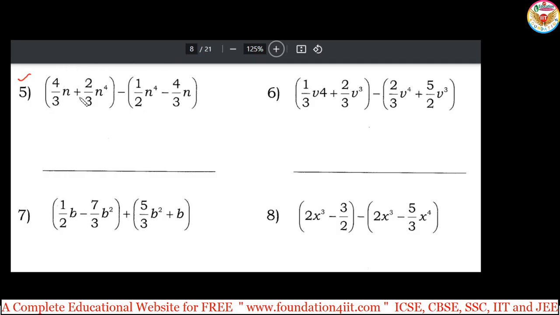4 by 3 n plus 2 by 3 n to the power 4 minus 1 by 2 n to the power 4 minus 4 by 3 n. When we have the bracket, you can try to simplify this. So 4 by 3n.